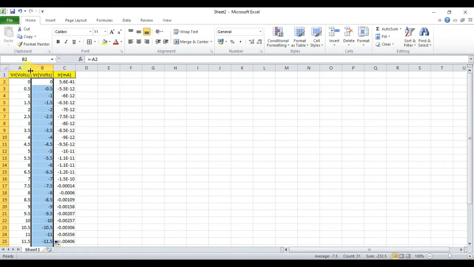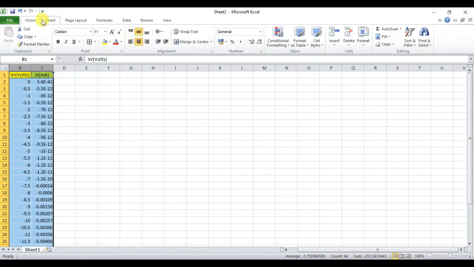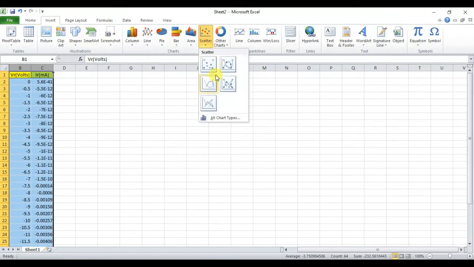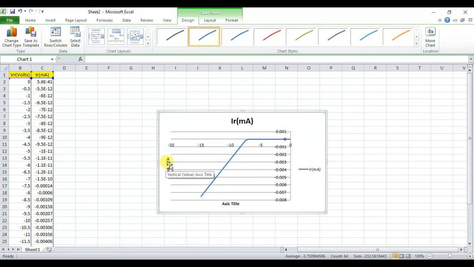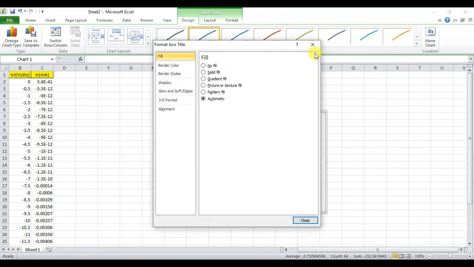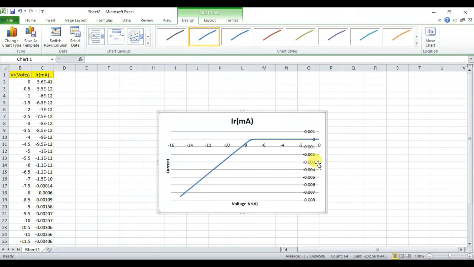now hide this one, draw a graph for these two, so you can see the reverse characteristics clearly. You can name it as current. Similarly here it is in milliamps. Here you can name it as reverse voltage VR in volts. Remove this one, and these are the reverse characteristics, right?